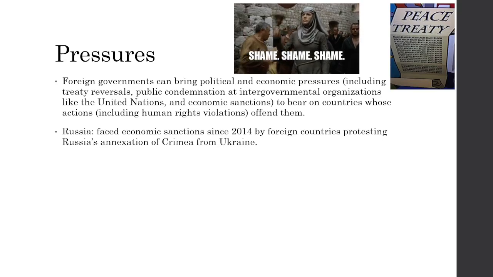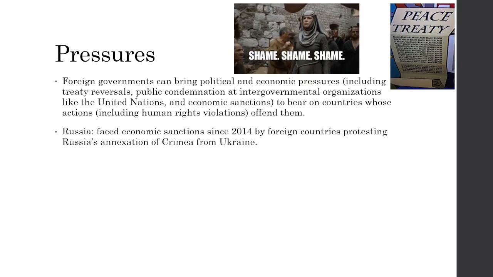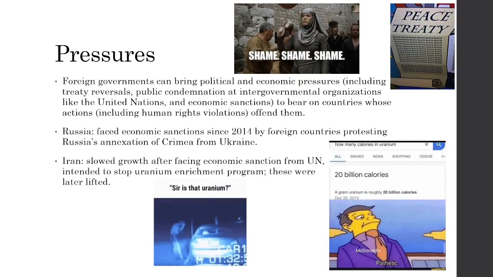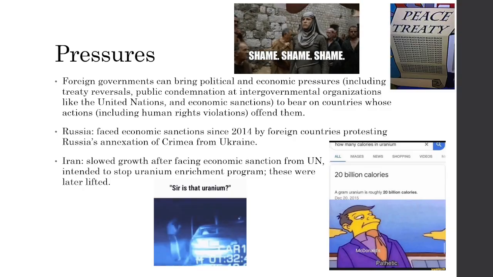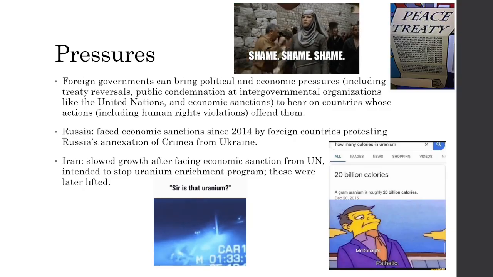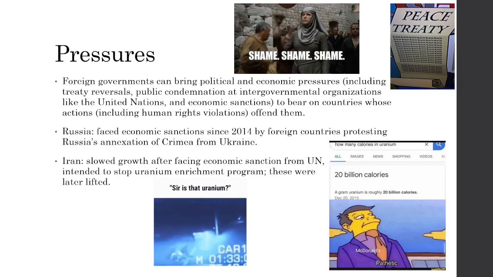So in Russia, they had economic sanctions placed on them in 2014 by foreign countries protesting the annexation of Crimea from Ukraine. And in Iran, we saw slow growth after facing an economic sanction from the United Nations that intended to stop their uranium enrichment program. And these were later lifted.